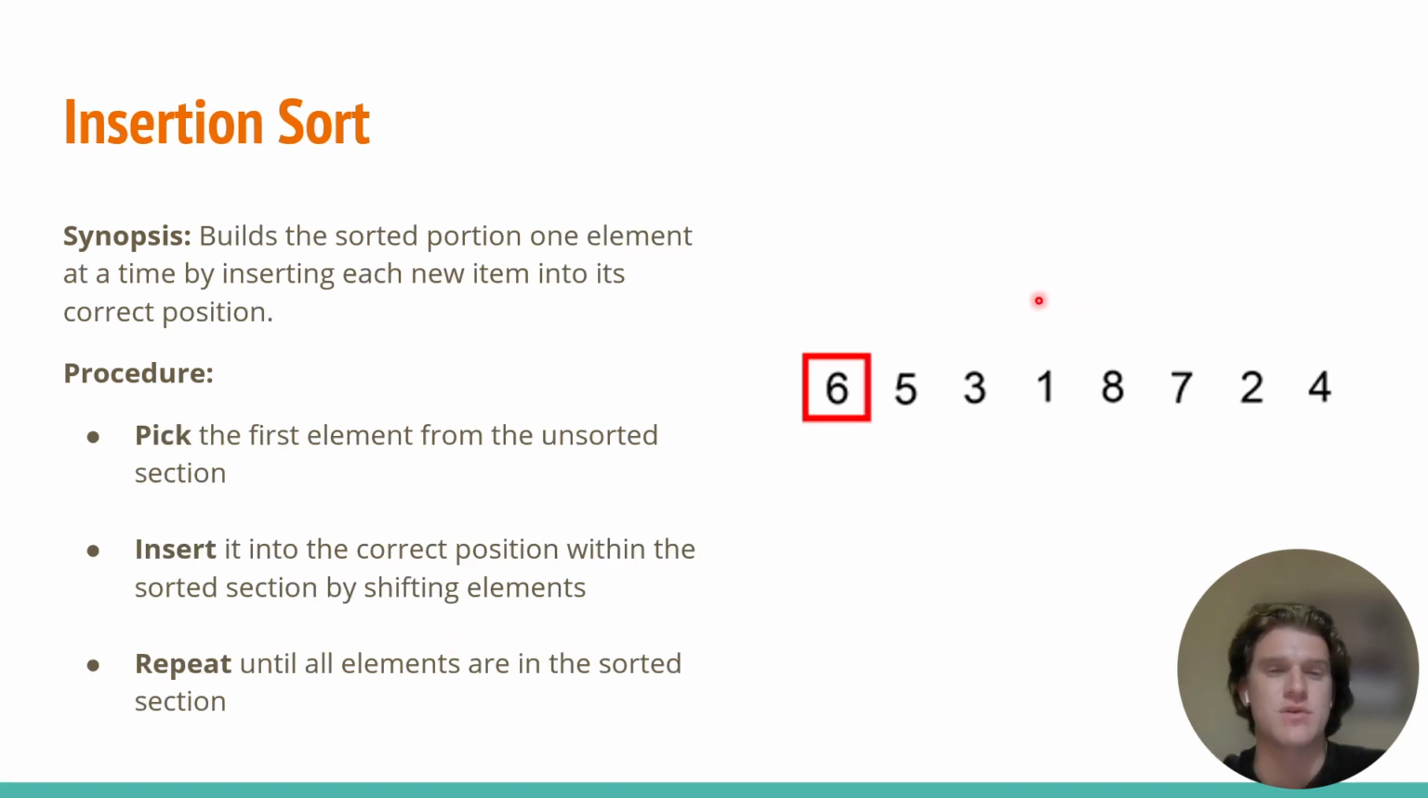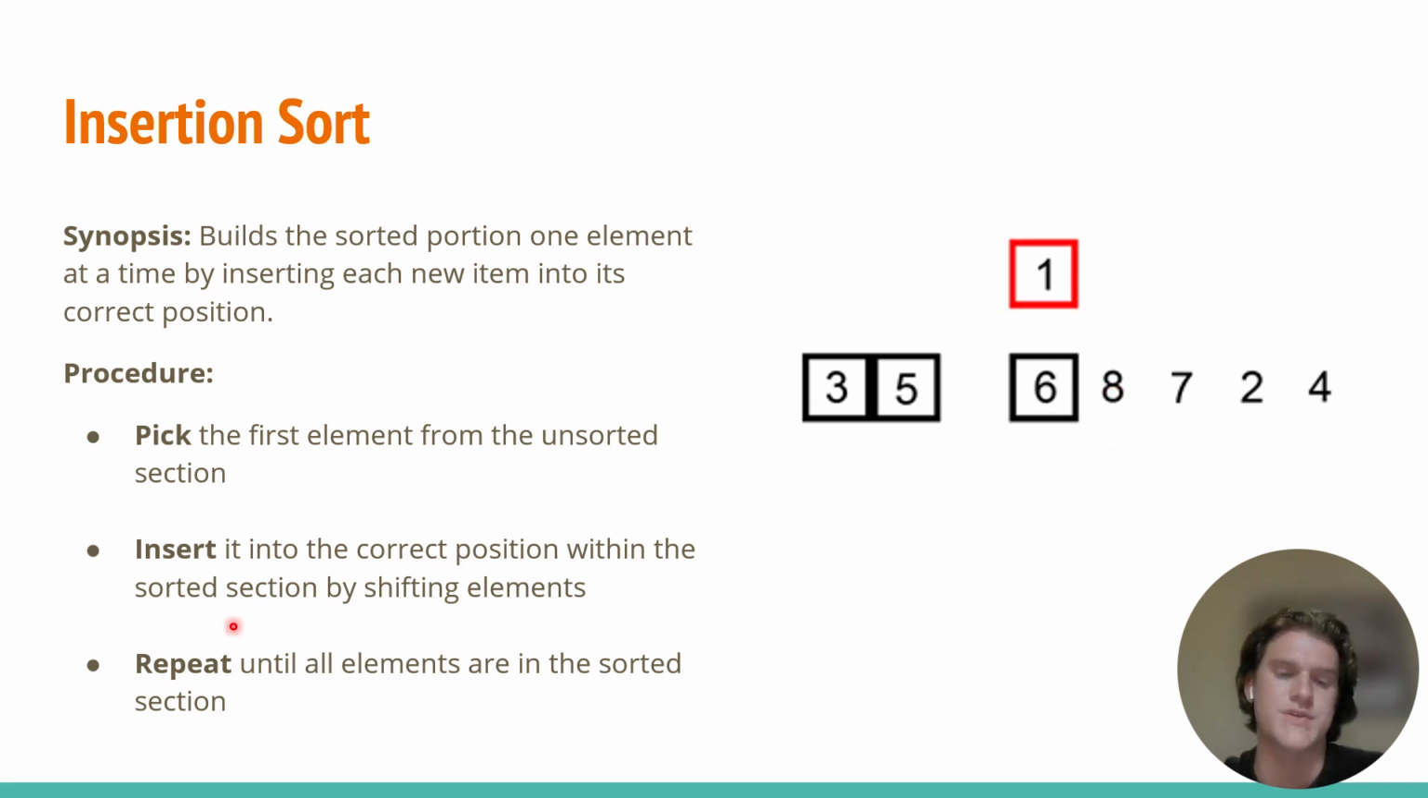Next, we have insertion sort. It builds the sorted list one element at a time. So it's efficient when dealing with small or nearly sorted data, and it's stable and in place, making it practical in some real-world scenarios. Again, it picks the first element from the unsorted section, inserts it into the correct position within the sorted section by shifting, and then repeats until all are sorted.